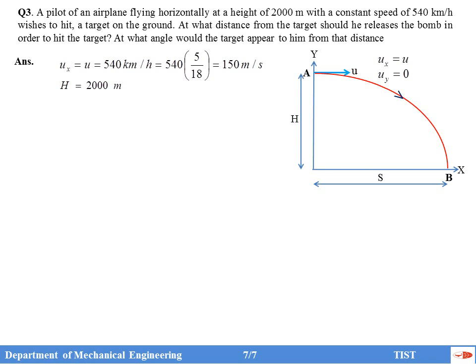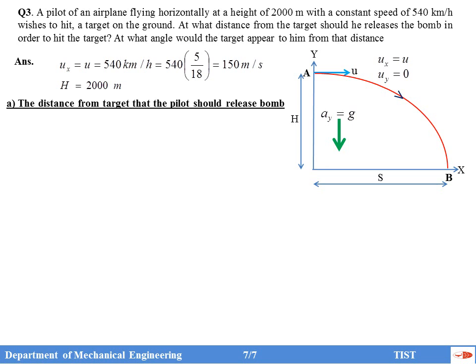And here in the question, we need to find out at what distance from the target you should release, which means you need to find out the value s. Okay, the s, not the arc AB. s you need to find out. So in order to find out s, you take ay equal to g, the distance from the target the pilot should release the bomb.